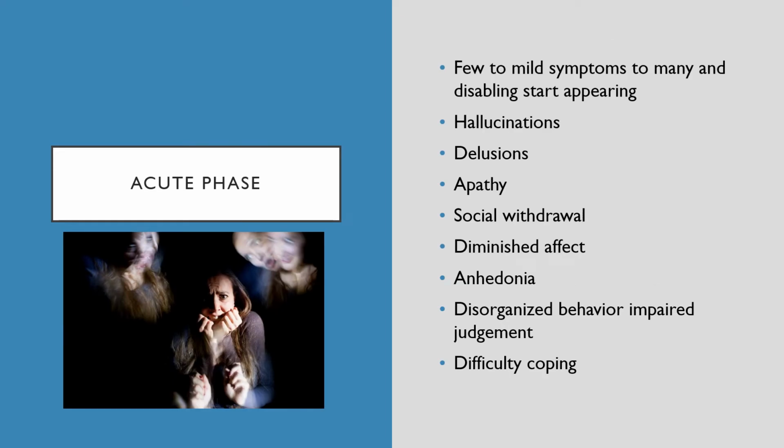The next phase is our acute phase, and this is where few to mild symptoms to even many disabling symptoms start appearing. They may have hallucinations, delusions, apathy, social withdrawal, diminished affect, anhedonia, disorganized behavior, and difficulty coping. As these symptoms worsen, symptoms that the patient once could conceal are now becoming more apparent to others. So increased support is needed. Hospitalization might be required.